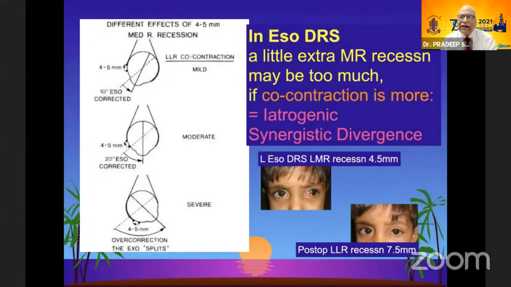In ESO-DRS, a little extra MR recession may be too much. So you have to be very careful in doing the MR recession. If the co-contraction is moderate to severe, you will have to balance the MR recession with a lateral rectus recession, and preferably on a Y-split.